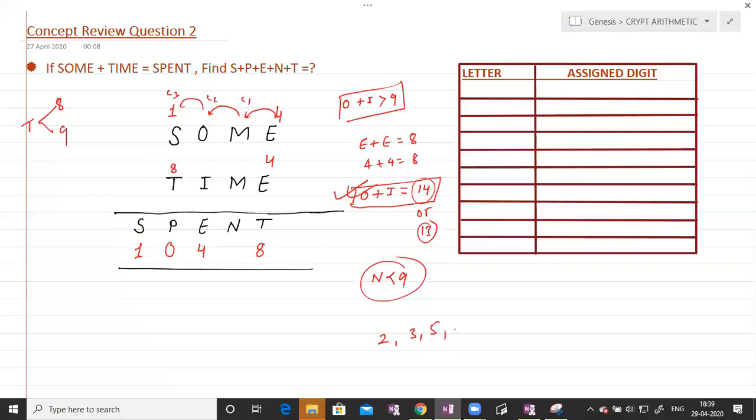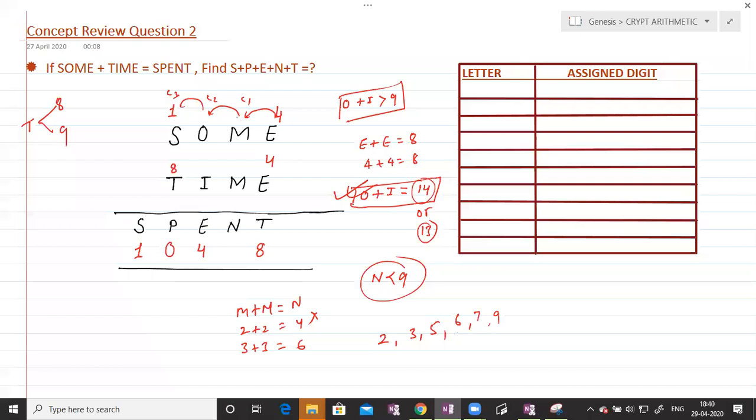6 is also available, right? 7 is also available. 8 is not available, 9 is also available, and 0 is not available, 1 is not available. Now let's try. If I take 2 plus 2, it becomes 4, so N becomes 4. And I have already used 4. So M plus M, if I try 2 plus 2, that is 4, and N should be 4. I can't give 4 to N because 4 is given to E, wrong.